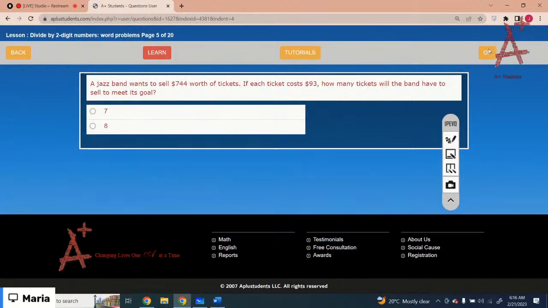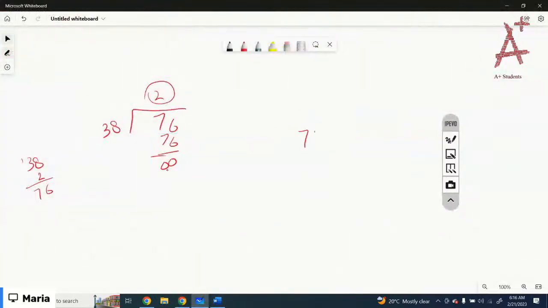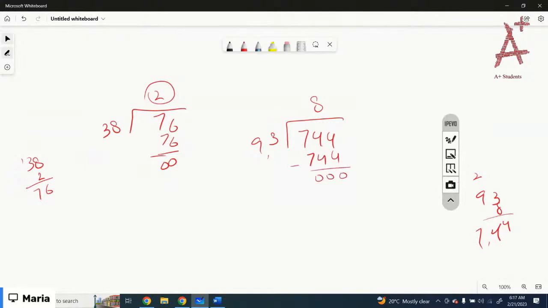Okay. A jazz band wants to sell $744 worth of tickets. If each ticket costs $93, how many tickets will the band have to sell to meet its goal? So you have to divide 744 by 93. Let me check 93 times 8. 8 times 4 is 24. 8 times 9 is 72, and 2 more is 74. Yes, 93 times 8 is 744. Got it? So the correct option is 8.